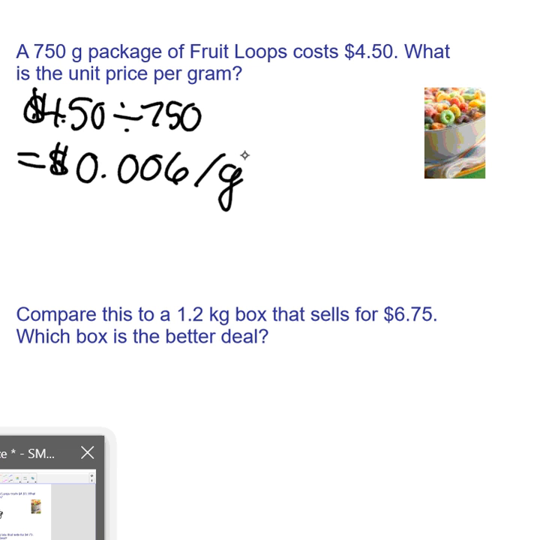be reasonable for this package of Fruit Loops to cost like $20. So often we are going to get really, really small numbers for unit price.